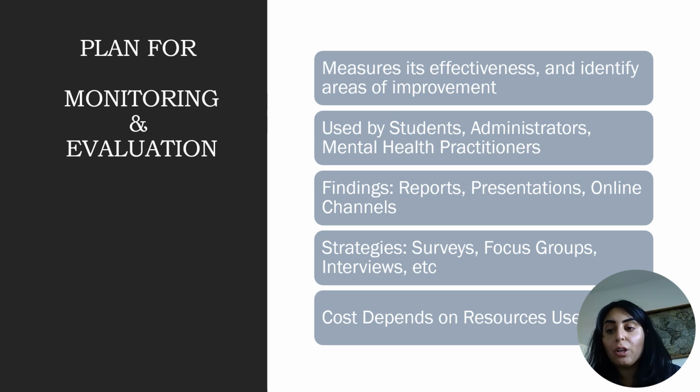So these evaluations are completed by students themselves, administrators, and mental health practitioners, and anyone who needs one. So the findings will be communicated through reports, presentations, and online channels where students and those suffering in mental health can have easy access. So there are several strategies used to determine the evaluation, such as surveys, focus groups, interviews, past analysis, and academic success measures. And the cost for this depends on the amount of resources that are used properly to present the results.